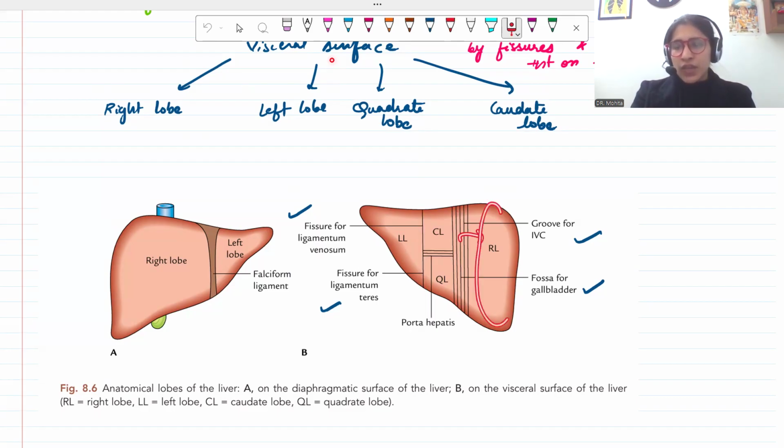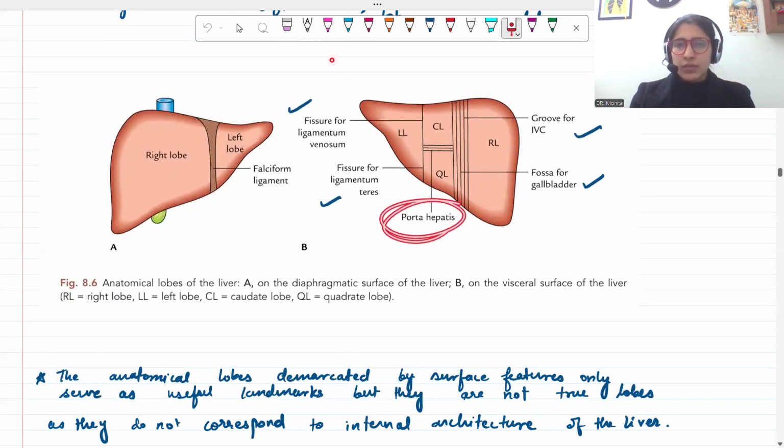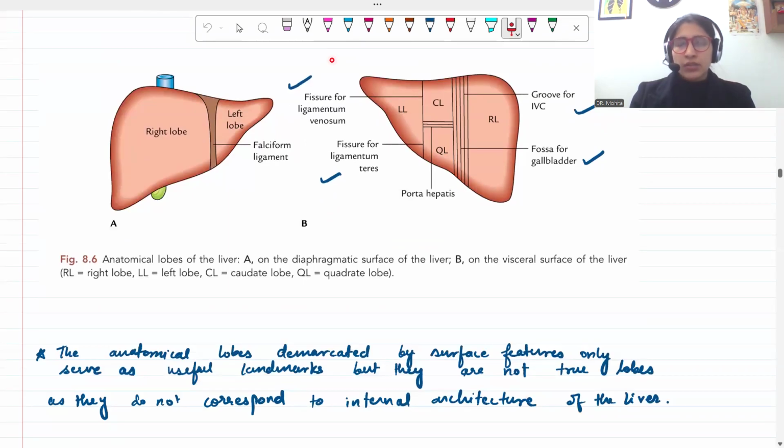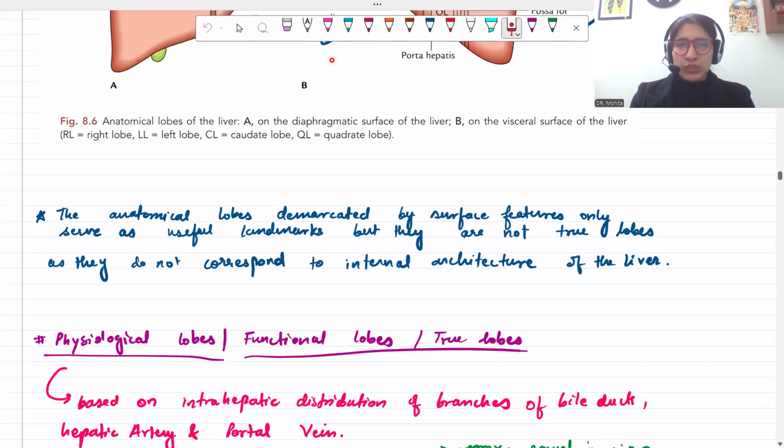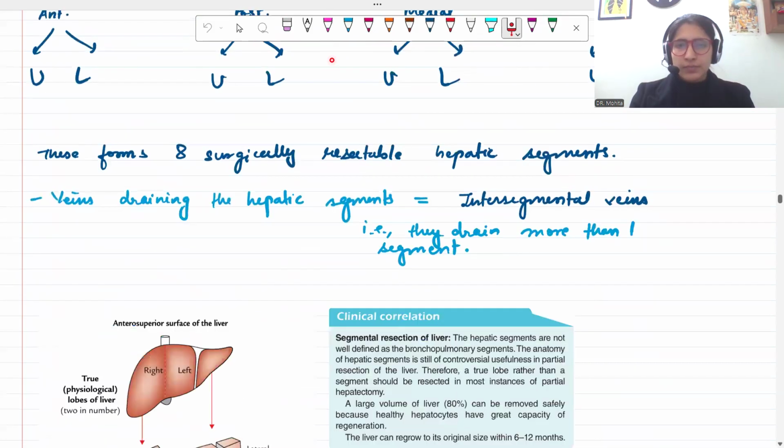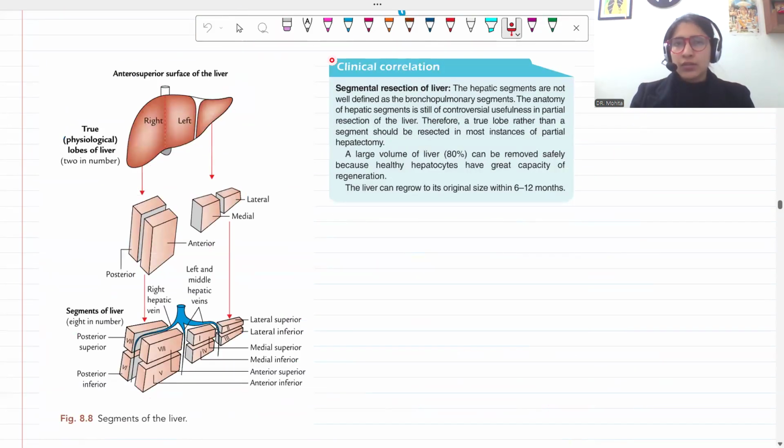And now you can see, to the right side of this we have the right lobe, to the left side of this we have the left lobe, and between these two we have the caudate lobe and quadrate lobe, and the caudate lobe and quadrate lobe are separated by porta hepatis। Is it good? So these are the anatomical lobes that we divided। Fine. Should we move forward?